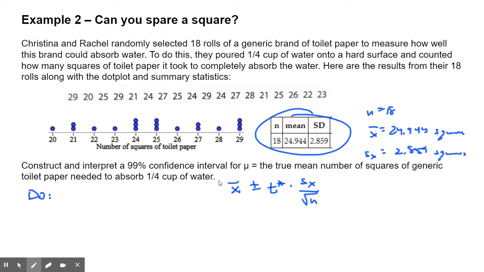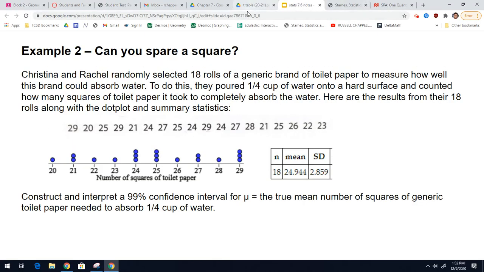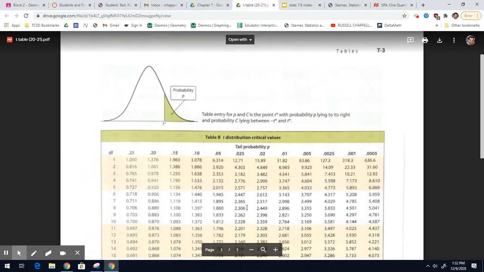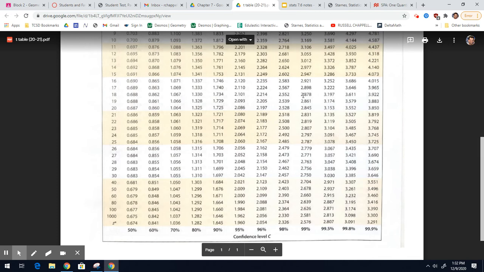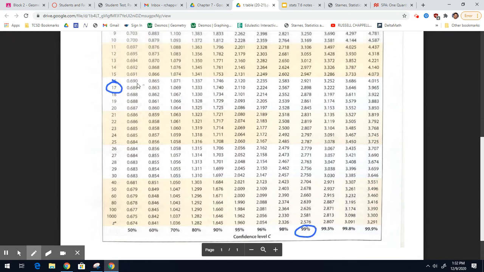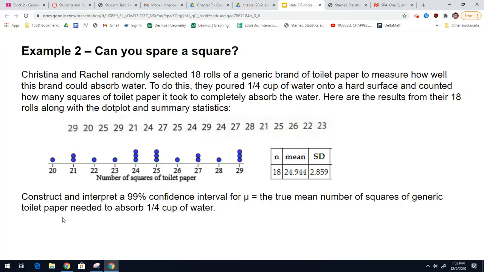So now we need to find that t star. So remember, to find t star, you have to identify your confidence level, which is 99, and your degrees of freedom, which is your sample size minus 1. So my degrees of freedom is 17. So 99% and 17. So here I go. Table B is right here. Let me zoom in. There we go. 99%, 17. Go over, go up. And there is my t star value, 2.898. Beautiful.